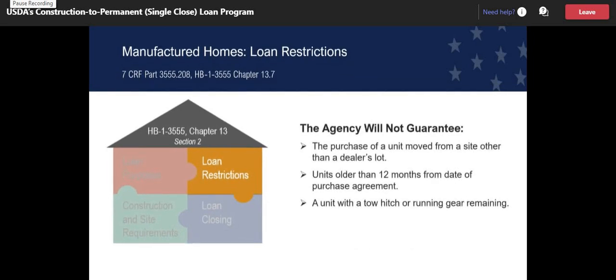The agency will also not guarantee the purchase of a unit moved from another site other than the dealer's lot. This is on new construction. Units older than 12 months from the date of the purchase agreement, again, not talking about the pilot program, or a unit with a tow hitch and running gear still remaining. So that tow hitch and running gear must have been removed when it's set on that permanent foundation for it to be eligible for USDA financing. So it's no longer mobile.